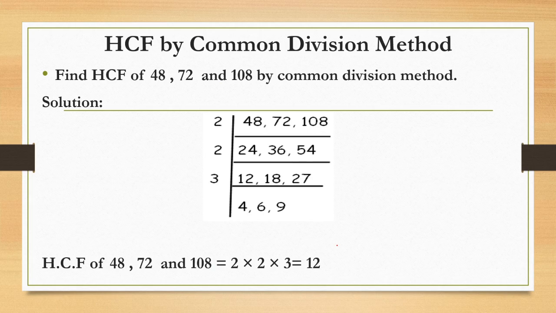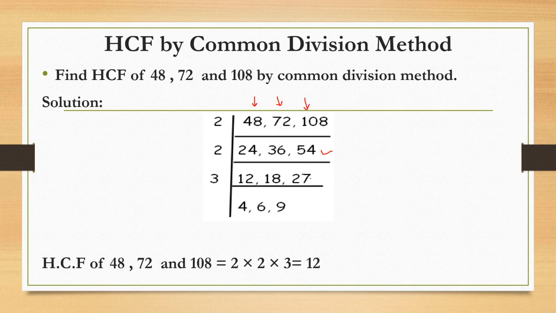Next we are going to find the HCF of three numbers by the common division method. So again divide these three numbers by the same number, means a number that divides these three numbers without leaving any remainder. Now by dividing by 2, 48 will be divided 24 times, 72 is divided 36 times, and 108 is divided 54 times. Now again we can divide these three numbers by 2. So after division by 2 we got 12, 18 and 27.